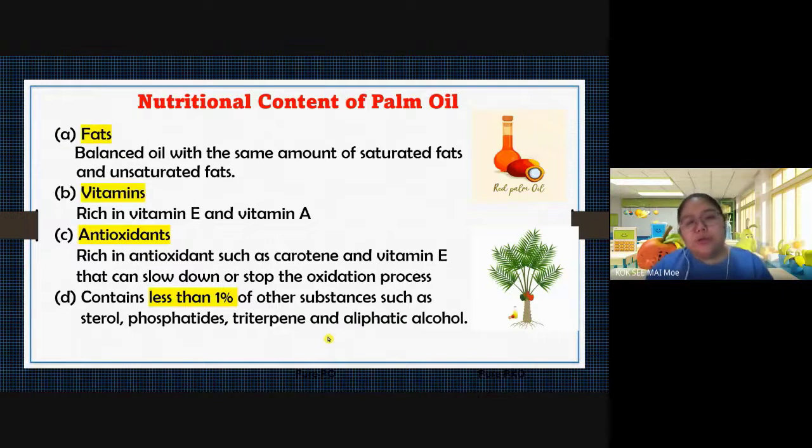Okay, so when you do the processing, you will surely add something, is it? So from here, they say these are all chemicals, maybe they add some, but just less than 1%. So these are all the nutrition that we get from the palm oil.